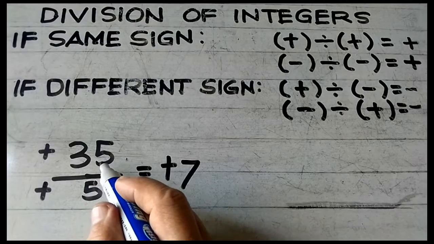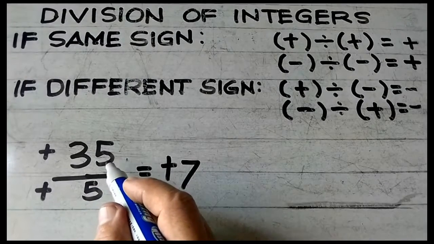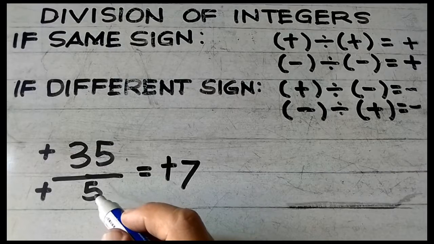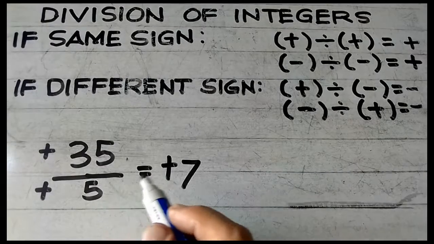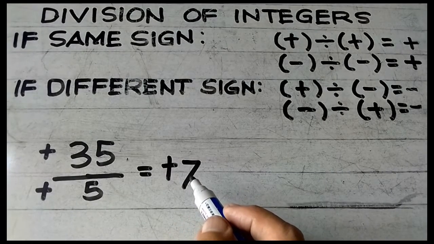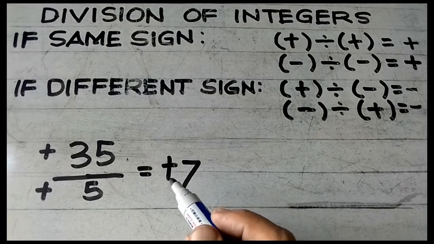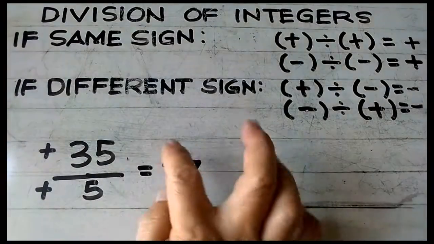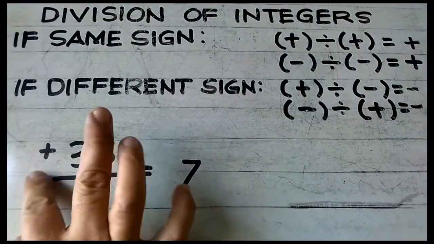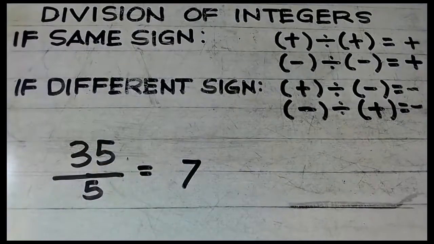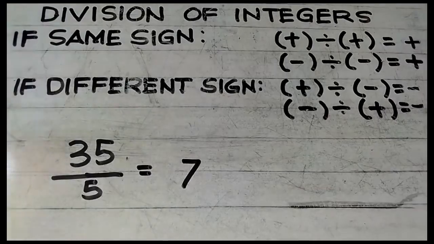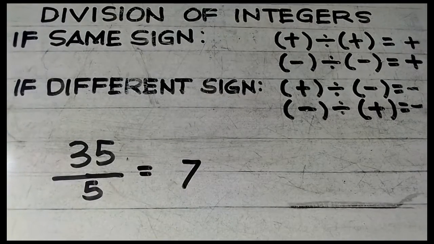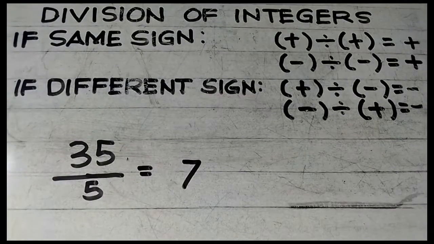So, ang 35 ay dividend. Ang 5 ay divisor. At ang lumabas na sagot na 7 ay quotient. Maaari din natin hindi lagyan ito ng sign numbers na positive. Understood na positive ito. Okay? Let's move to another example.